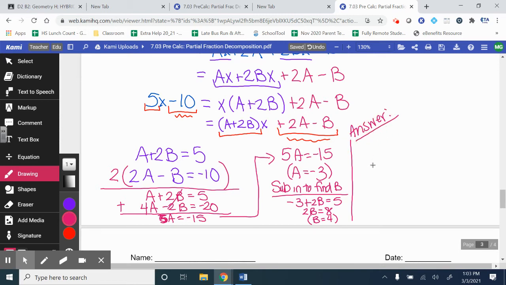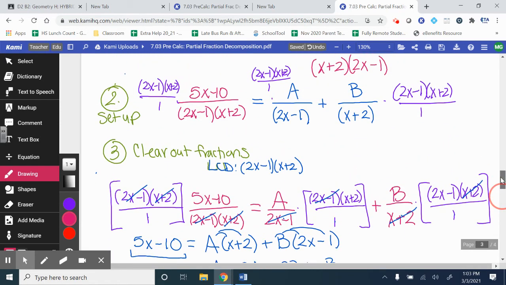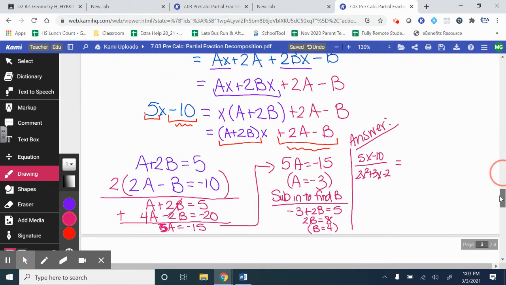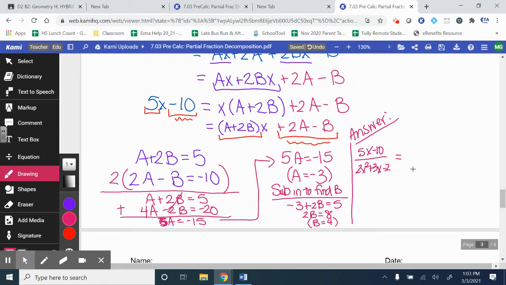So we wanted to know how to decompose the fraction of 5x minus 10 over 2x squared plus 3x minus 2. That would equal, in our original decomposition up here, and this could change depending on how you do your problem. You want to make sure, did you have A above the 2x minus 1 or did you have B? That's really important, how you defined it at the beginning of your problem. So I had A over 2x minus 1. My A is negative 3, so it'd be negative 3 over 2x minus 1 plus 4 over x plus 2.